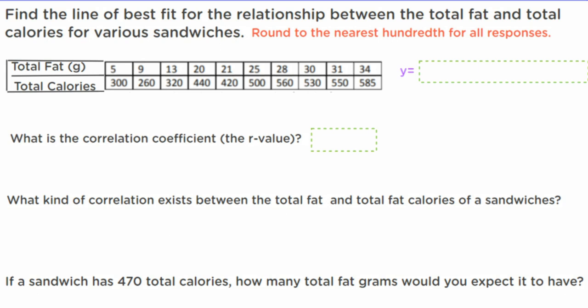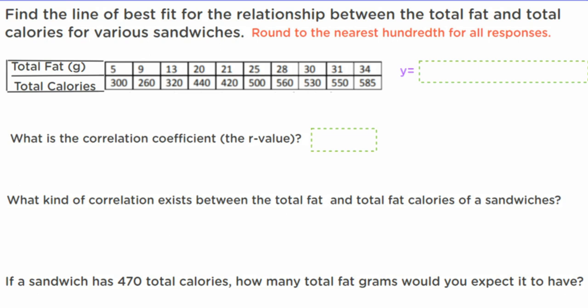The total fat represents our independent variable, our inputs, our X values. And the total calories represents our outputs, our dependent variable, our Y values. So what we're going to do is take this data and review how to use our TI graphing calculator. I'll be using the 84 CE for the steps here. And then we'll also show you how to do it on Desmos.com/calculator if you need to use that as well.